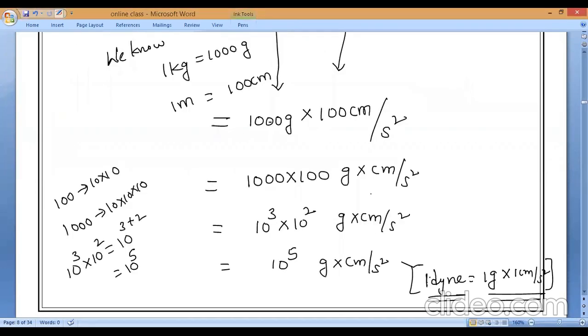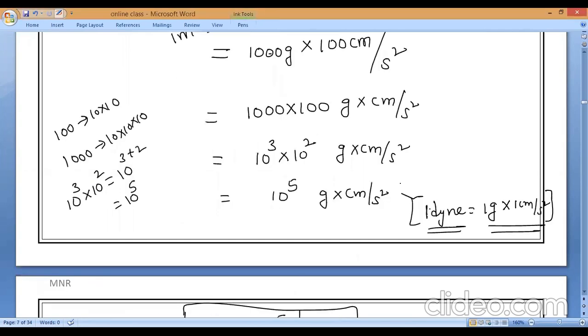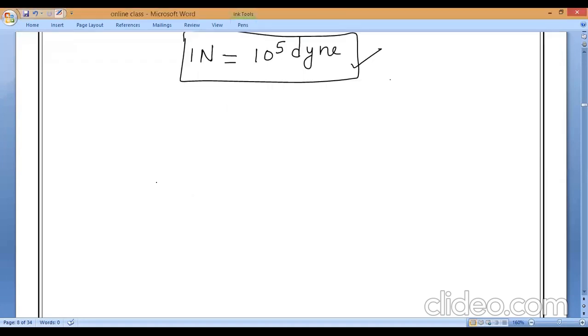Have you understood the derivation? How to convert it? What is the relation between Newton and dyne? Everybody solve. Any doubt, ask me. So now, this one is an absolute unit or a gravitational unit? Absolute unit. Now, the second one is gravitational units of force. Please keep it.